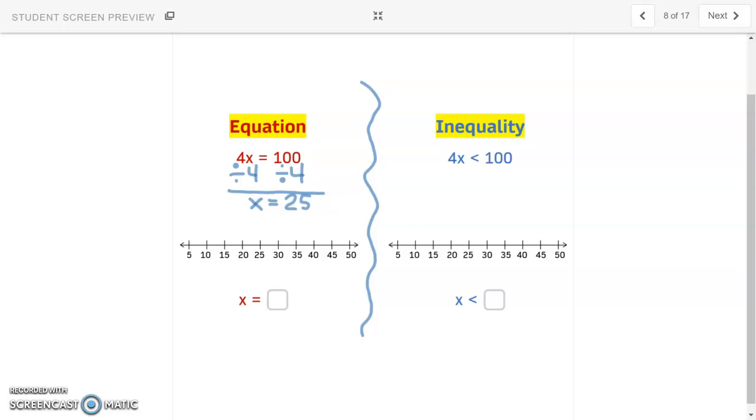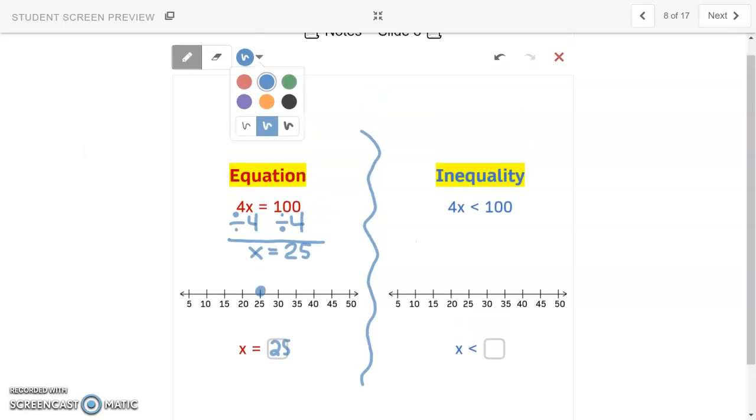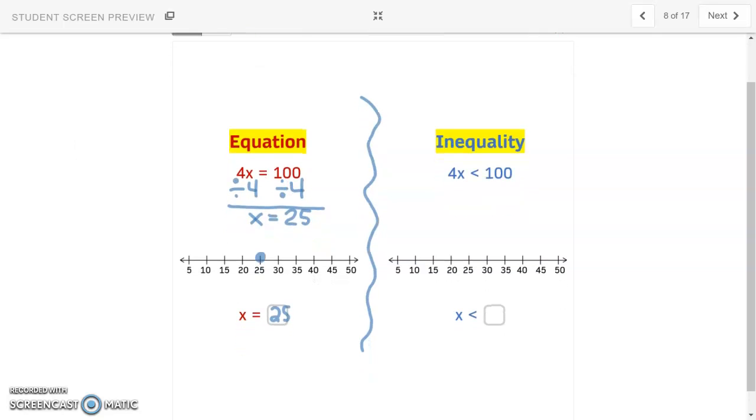Not an inequality, but we can still go over and just put our dot at 25, right? There's one answer to an equation. There's only one value that you could put in for x to make that true. So with an inequality, it's a little bit different, but the way you solve it, the steps are exactly the same. So with the equation, we divided by 4 first. So we're just going to divide by 4. That gives us x and 25.